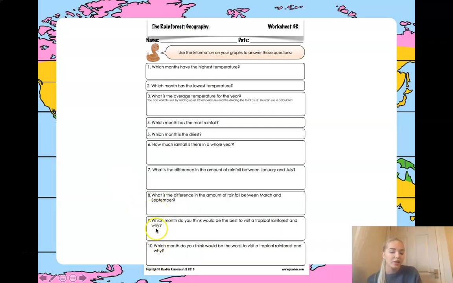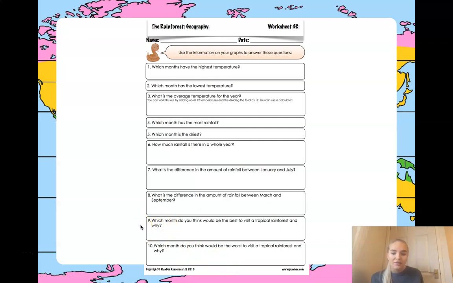The final 2 questions are questions for you to just have a think about. So which month do you think would be best to visit a tropical rainforest, and which month do you think would be the worst? But remember, it's asking you why, so you need to be prepared to explain your answers.